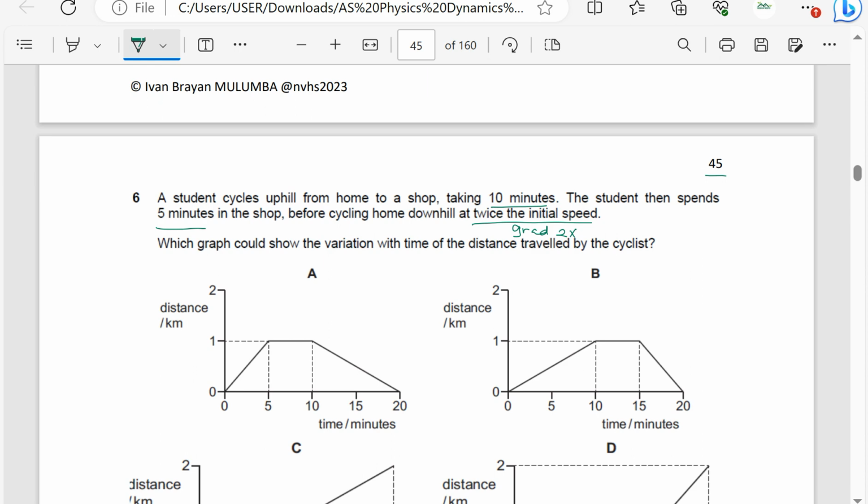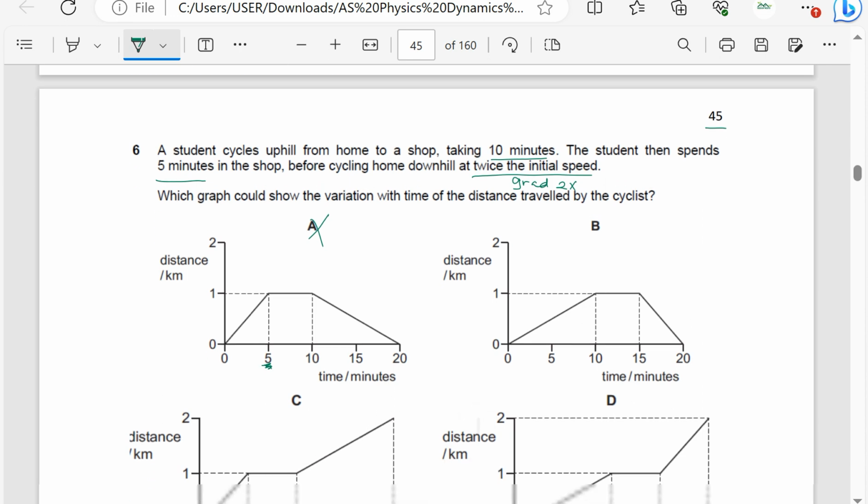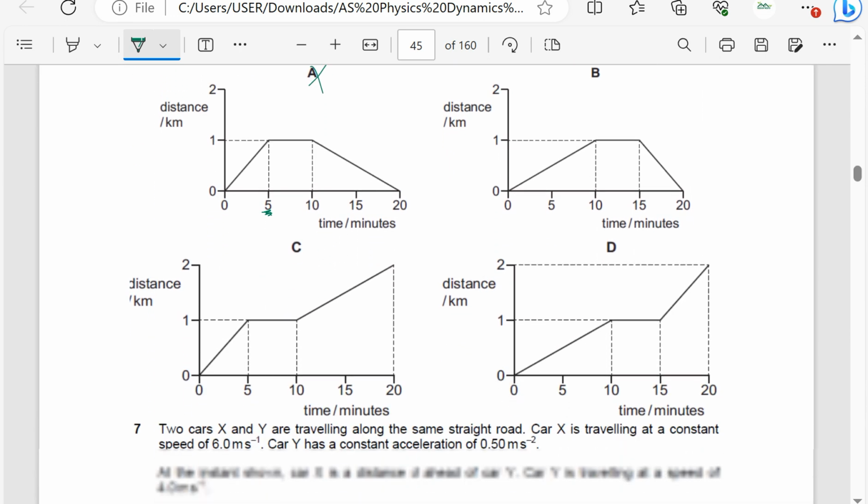Okay, so the student cycles uphill from home to a shop, taking 10 minutes. The student then spends 5 minutes in the shop. So after 10 minutes, it must be at a constant distance. So this one is wrong. The distance is constant after 5 minutes, so that is wrong. It means C is also wrong because the distance is constant after 5 minutes. Then we have to look at B and D.